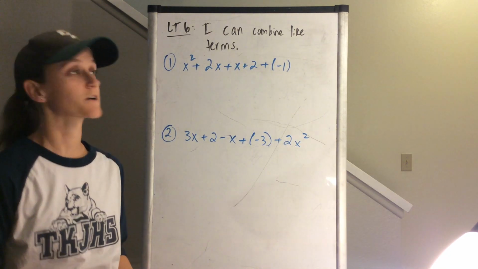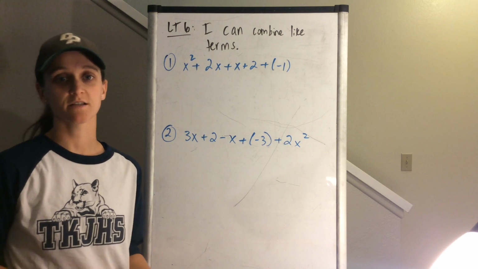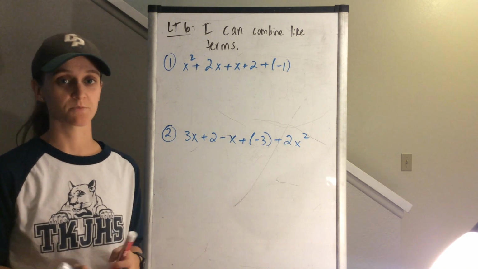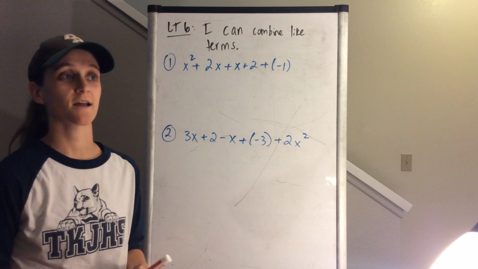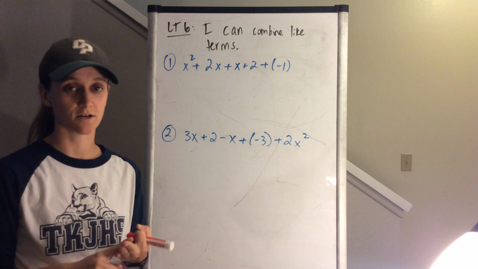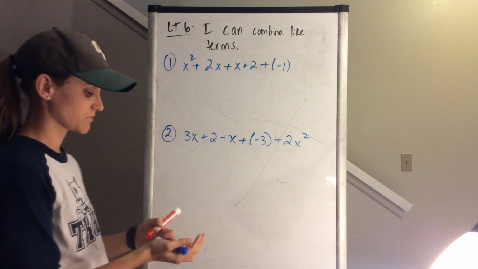Everyone, this is Learning Target 6. I can combine like terms. So remember, when you're combining like terms, the idea is that you want to combine everything as much as possible. Remember, I said if I'm ordering hot dogs and sodas, I'm not going to say, "Can I get a hot dog and a hot dog and a hot dog?" I'm just going to say, "Can I get 3 hot dogs?" So you're trying to combine everything as much as possible.